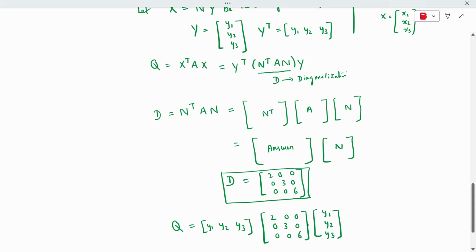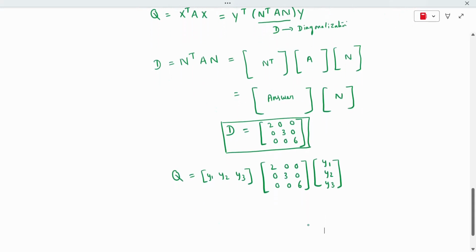Now you write it in equation format. It's nothing but 2y1 squared plus 3y2 squared plus 6y3 squared. This is called the quadratic equation. We have converted it now.